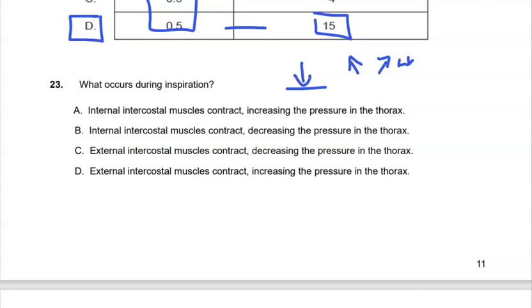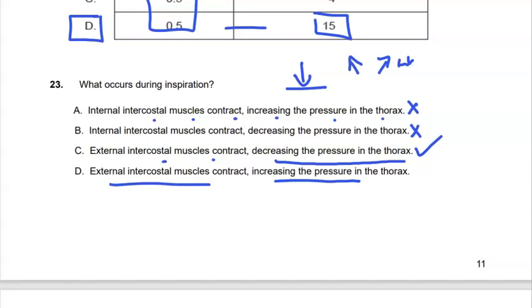Internal intercostal muscles contract, increasing the pressure in the thorax. They might do, but that's not inspiration. Internal intercostal muscles contract, decreasing the pressure. That is not their function. External intercostal muscles contract, decreasing the pressure in the thorax. This is a distinct possibility. External intercostal muscles contract, increasing the pressure. That is incorrect. We are opting for 23C.